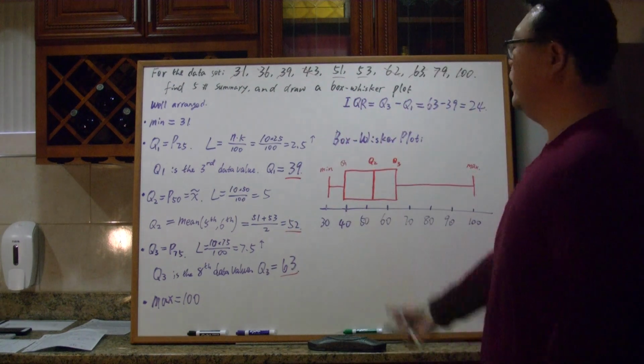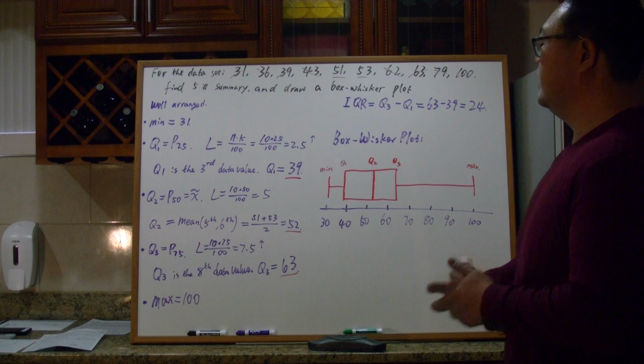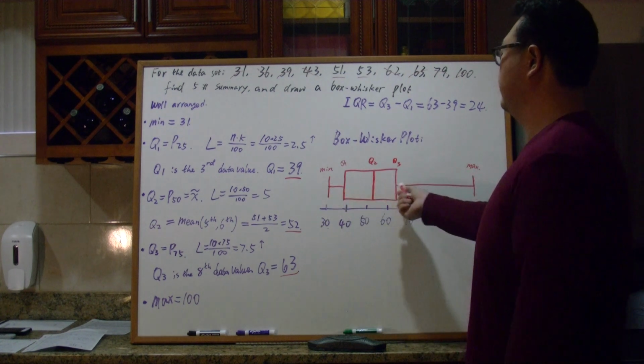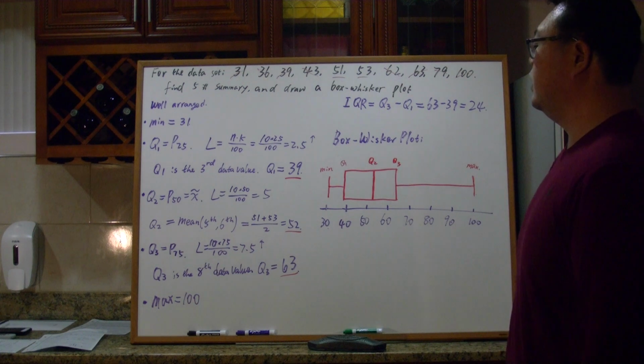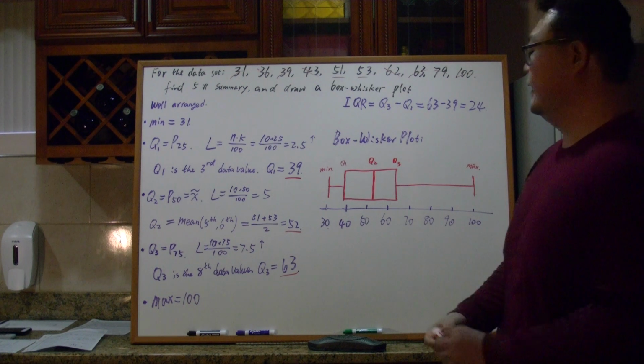To show that the middle 50% is in the box, and we have the fence to the left and to the right, till the minimum and maximum. Right, that's our Box-Whisker plot.